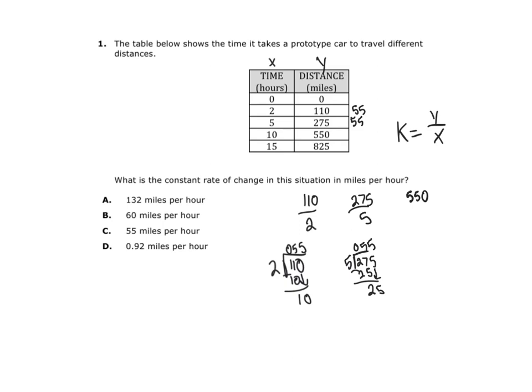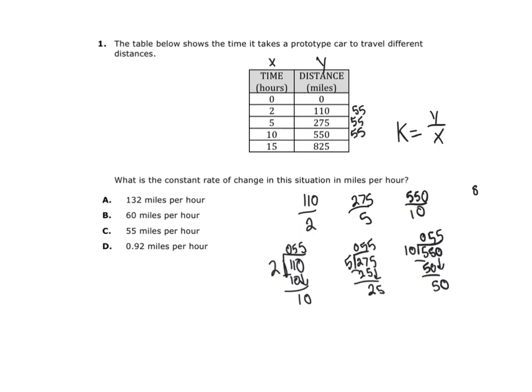So we got 550 over 10. 10 on the outside, 550 on the inside. 10 goes into 55, or into 5 0 times, into 55 5 times. And that's 50. We get 5 left over, bring down our 0. 10 goes into 50 5 times, so we're still at 55.